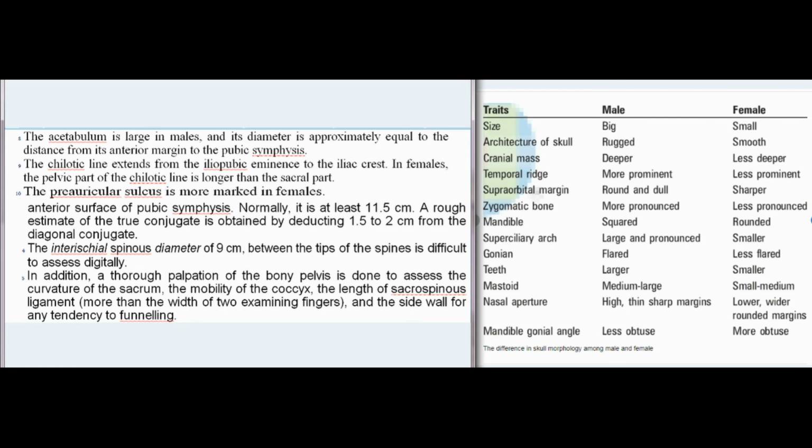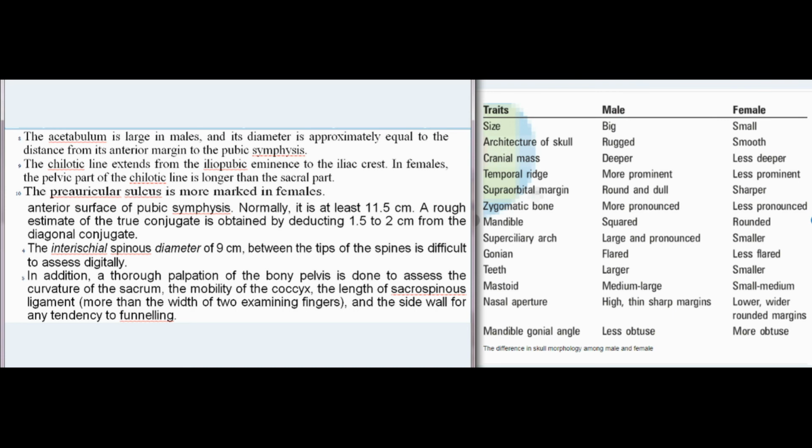Anterior surface of pubic symphysis. Normally, it is at least 11.5 centimeters. A rough estimate of the true conjugate is obtained by deducting 1.5 to 2 centimeters from the diagonal conjugate. 4. The interischial spinous diameter of 9 centimeters, between the tips of the spines, is difficult to assess digitally.